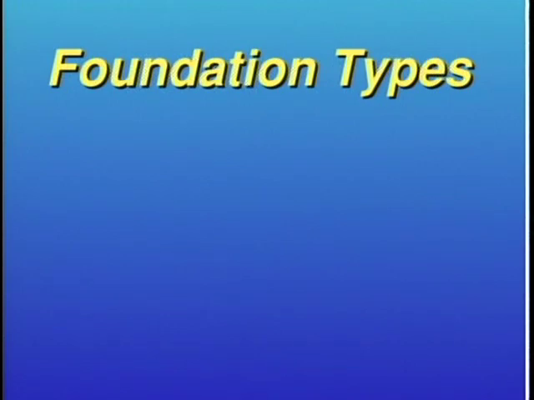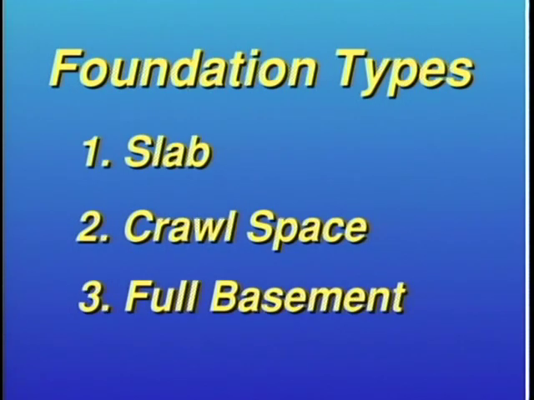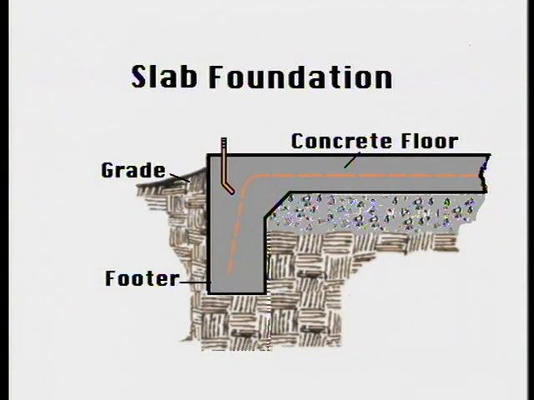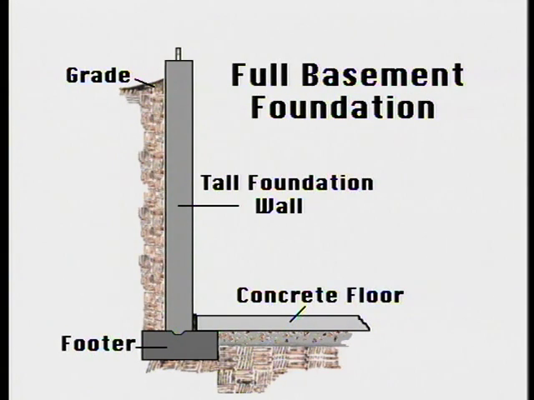The three types of foundations are the slab foundation, crawl space foundation, and the full basement foundation. The slab foundation has a footer without walls and a concrete slab floor. The crawl space foundation has short walls on top of the footer for storage and access under the house. The full basement foundation has tall walls so that the basement can be finished.